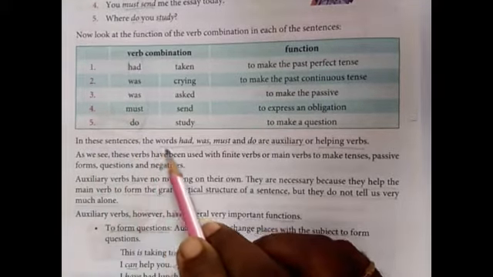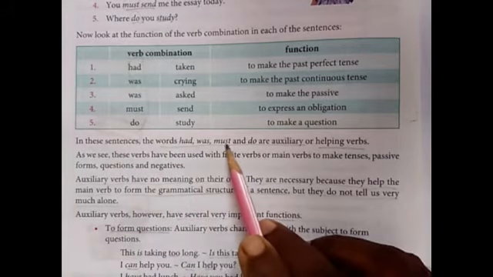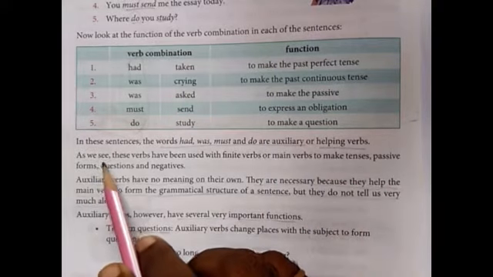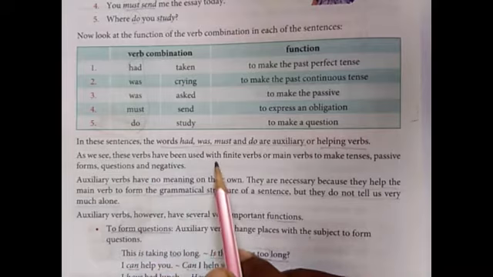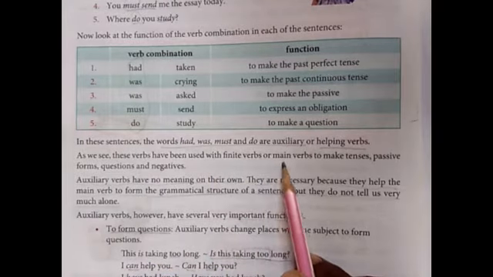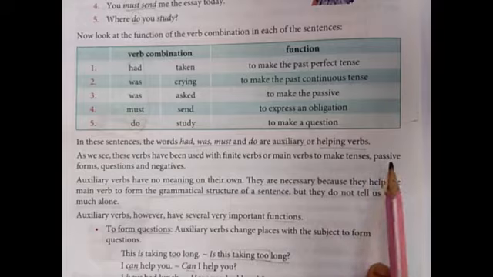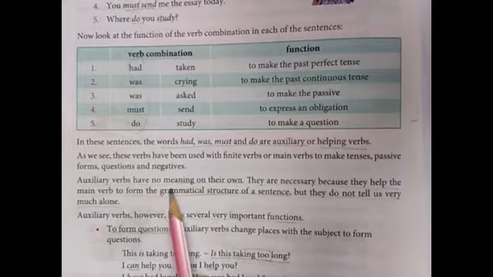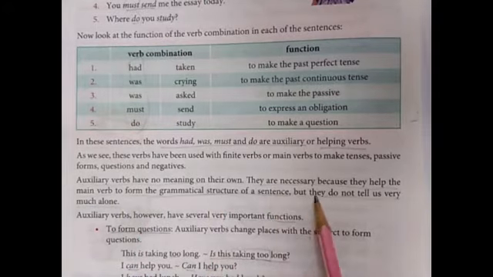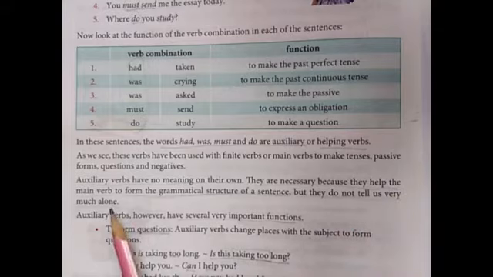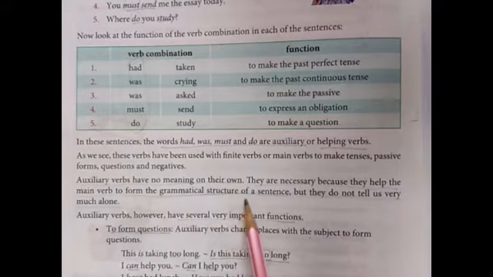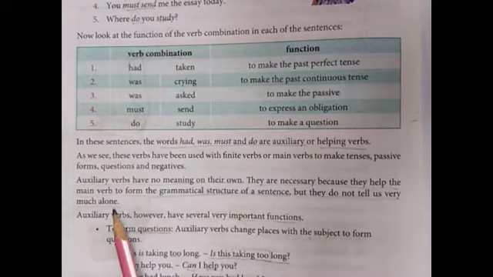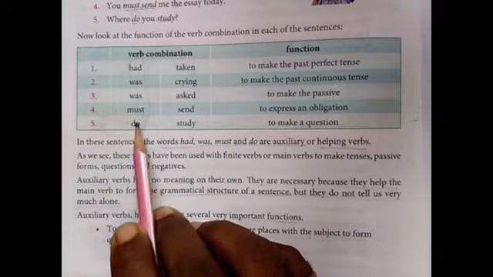In these sentences, the words had, was, must, and do are auxiliary and are helping verbs. As we see, these verbs have been used with finite verbs or main verbs to make tenses, passive forms, questions, and negatives. Auxiliary verbs have no meaning on their own. They are necessary because they help the main verb to form the grammatical structure of a sentence, but they do not tell us very much alone. So these are all called helping verbs.